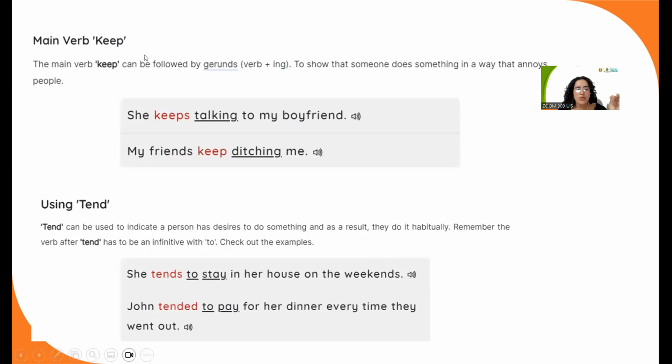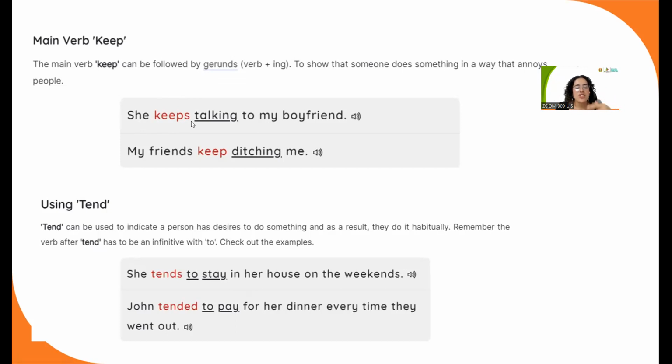Let's see others that we can also use in the present, the verbs keep and tend, okay? The first is keep. The main verb keep can be followed by gerunds. Remember what a gerund is? It's the verb plus ing. This is not the continuous form, no es la forma continua, es el gerundio, ¿ok? Como cuando empezamos una oración: Exercising is good for you. Hacer ejercicio es bueno para ti. Ahí no es continuo, ese es un gerundio, una forma del verbo. So after the verb keep, we can use verbs in gerund form.